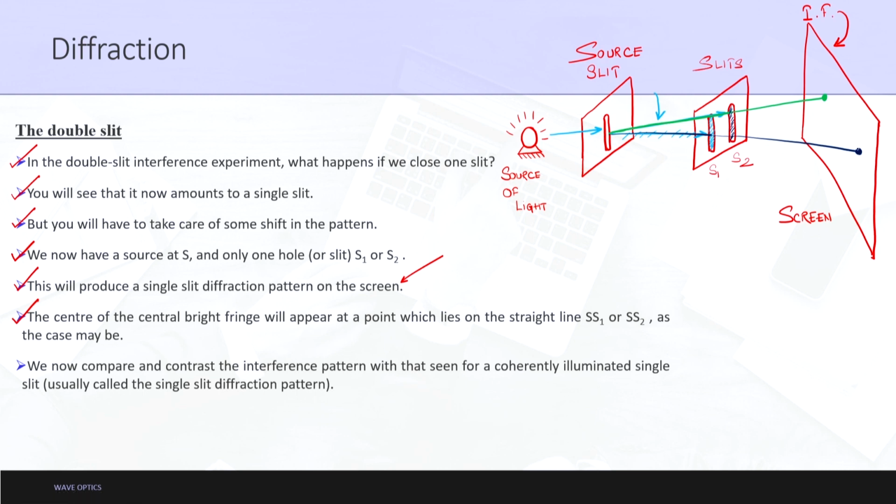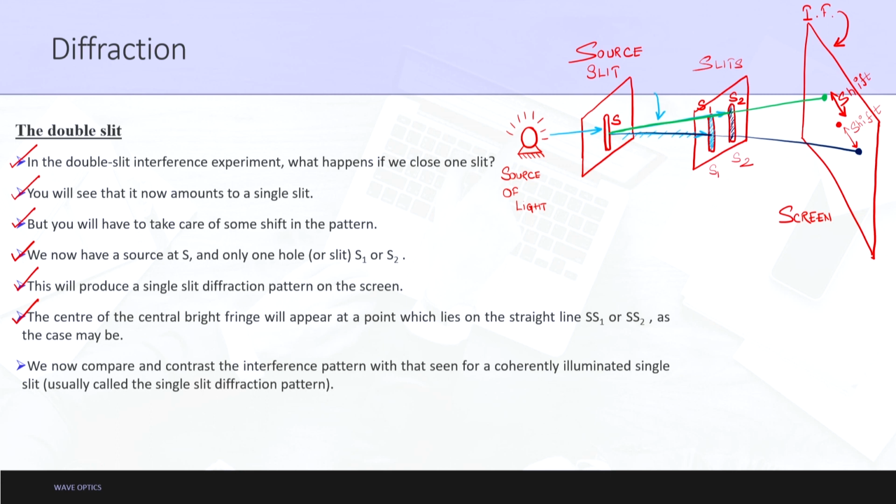And actually if both slits were open, the central bright fringe would have been formed at somewhere around this point. So as you can see, quite evident that there is some shift. This is the shift being talked about here. So either the shift would happen in this case here, or in this case here. So this is the shift being talked about in the explanation written on the left hand side. So let us move on. The center of the central bright fringe will appear at a point which lies on a straight line, either SS2 or SS1.